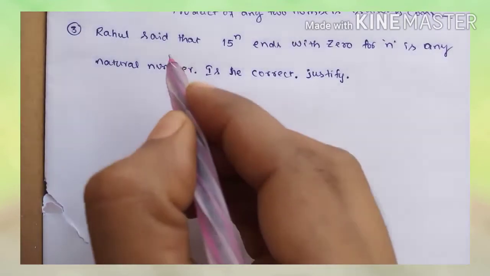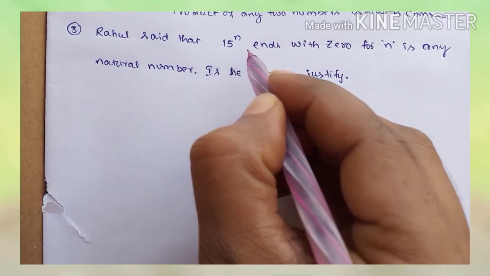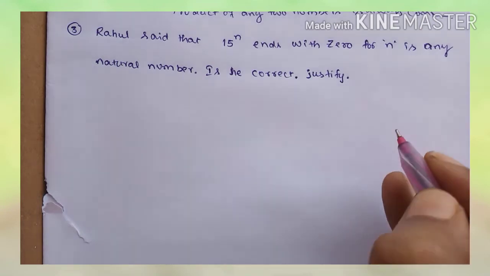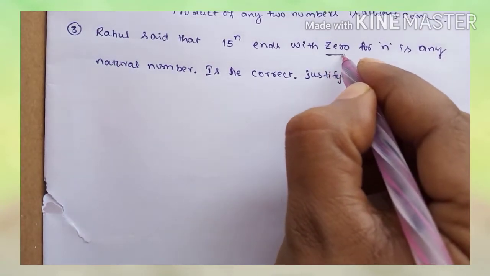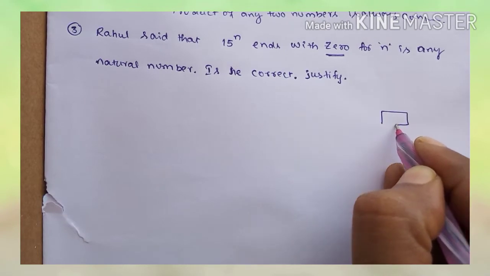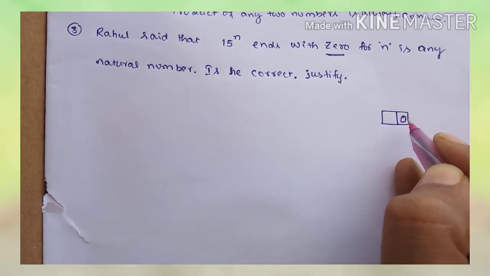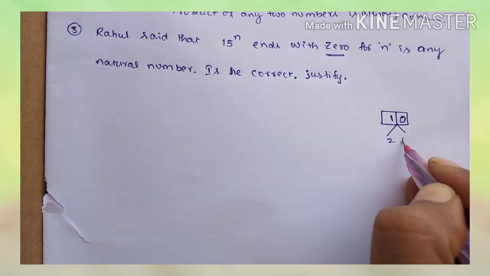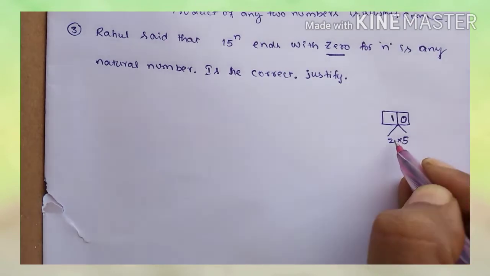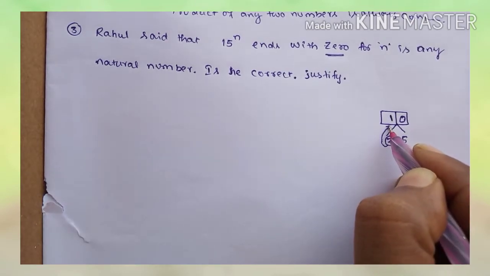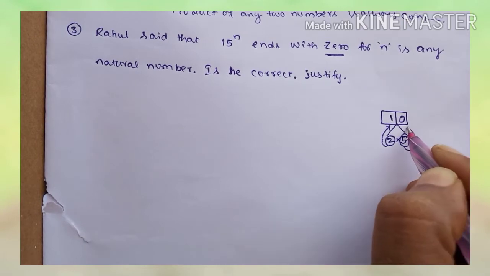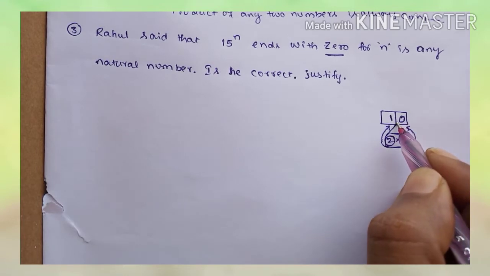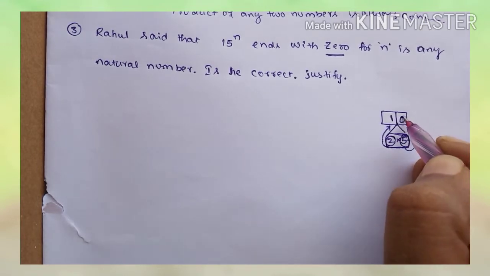Now the next problem: Rahul said that 15 power n ends with 0 for n any natural number. We have a simple logic. Does the last digit end with 0 or not? Any number whose last digit is 0 means minimum value 10. Factorization of 10: 2 fives are 10. With only 2 it is not possible to make a 10, and with only 5 it is not possible to make a 10. So the combination of 2 and 5 should be there to form a 10, right? Then you can get the last digit 0.